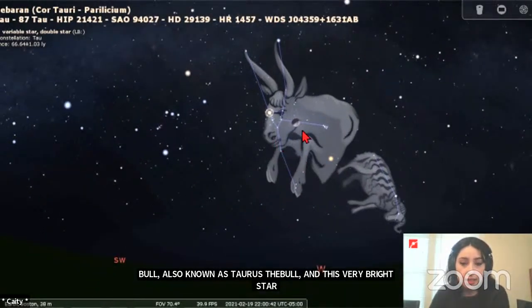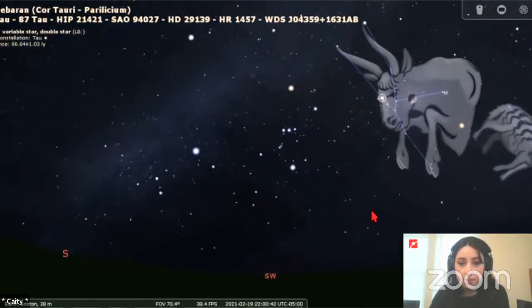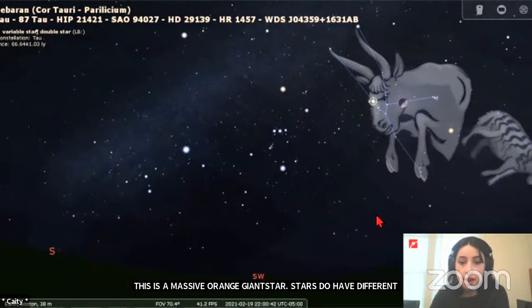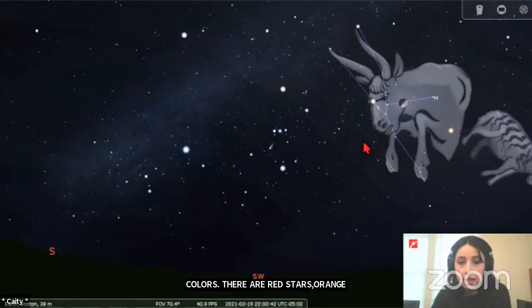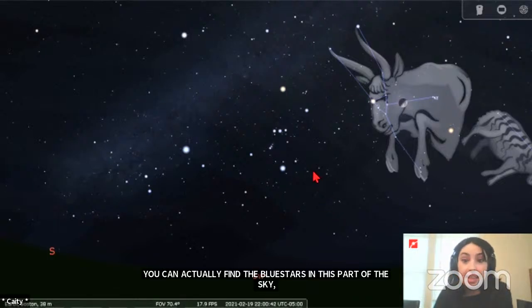I mentioned there are red stars, we've got orange stars, and there are even some blue stars as well. And you can actually find a blue star in this part of the sky, not too far away from Aldebaran. So right pretty much directly in the southwestern part of the sky, we come upon another very familiar, or well-known, constellation just because it's so bright, and that's Orion.